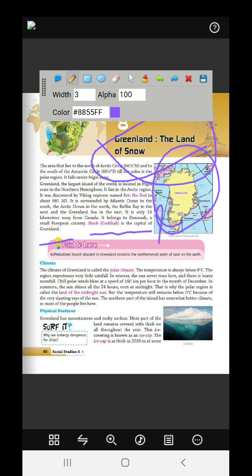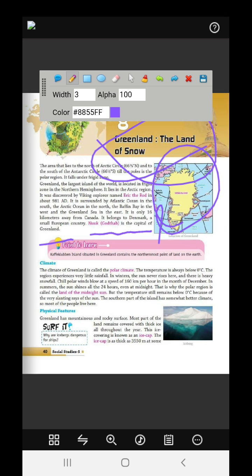Now, what is the climate? You know, it is falling in the frigid zone. So, what type of climate do you expect over here? Obviously, the polar climate. The temperature is always below 0 degree. The region receives very little rainfall because most of the rain turns into snow.